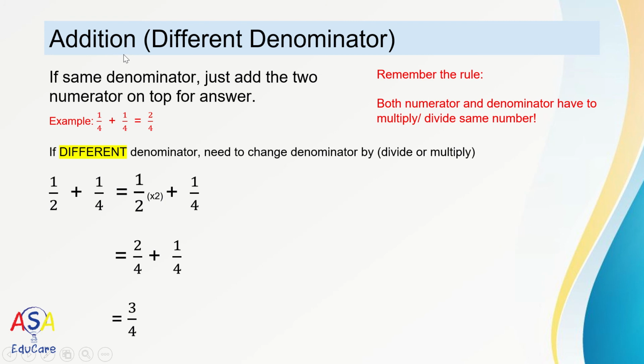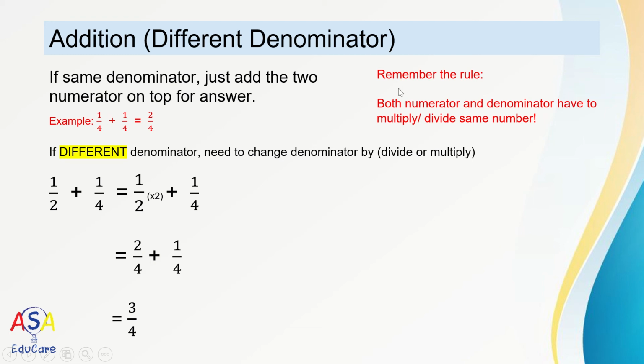Moving on, addition using different denominator. Okay, so what about same denominator first? If it's the same denominator, you just add the 2 numerators on top. So one example is 1 over 4 plus 1 over 4. I look at these two first. If they are the same, I just copy. Ta-da! Then only I add the top.